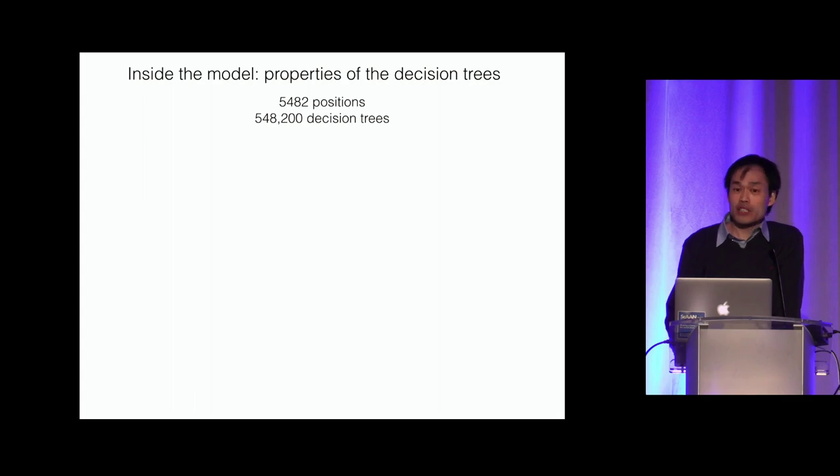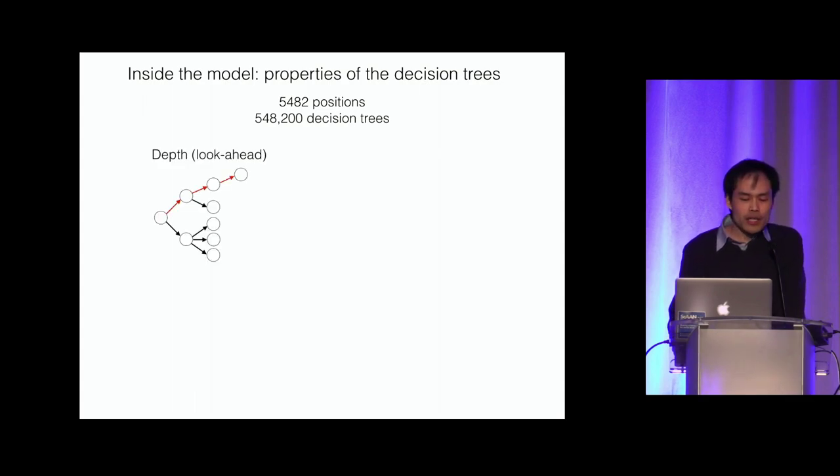So people ask a lot about what are the trees that people seem to be building. In terms of the depth, how many steps do you think people look ahead? Say a number: 1, 2, 3, 4, 5, 10?